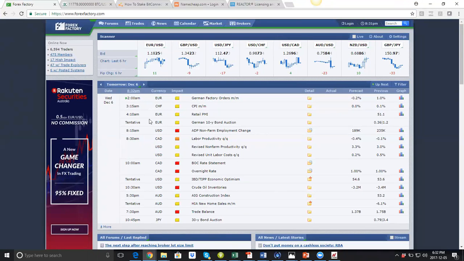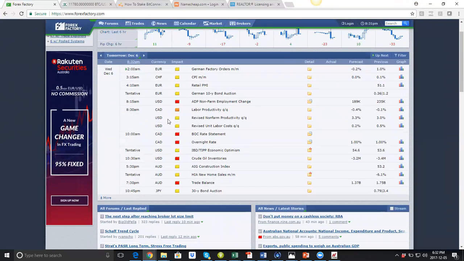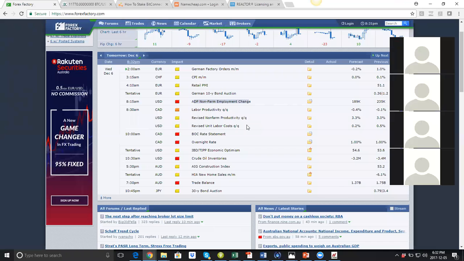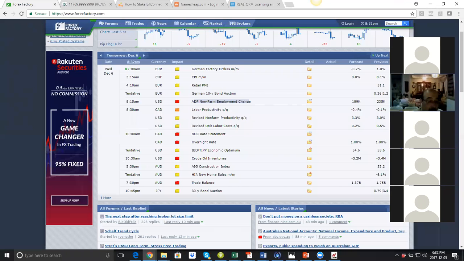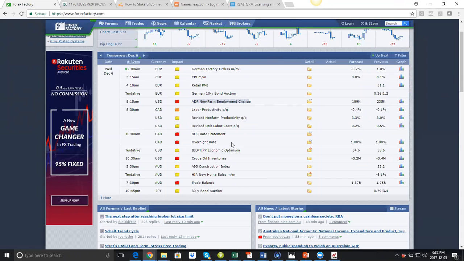So going into December 6th, we have ADP non-farm employment change. This is the non-farm payrolls week. Prior to the non-farm payroll on Friday, we usually get the ADP on Wednesday, ADP non-farm employment change, which is a precursor for the non-farm number. So this will be important.